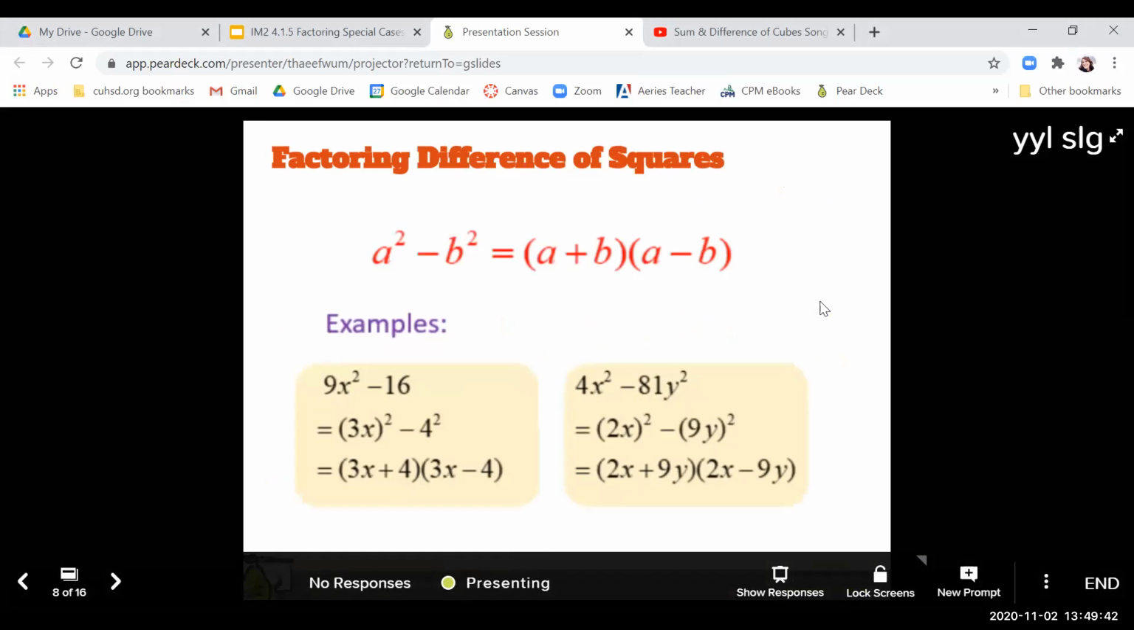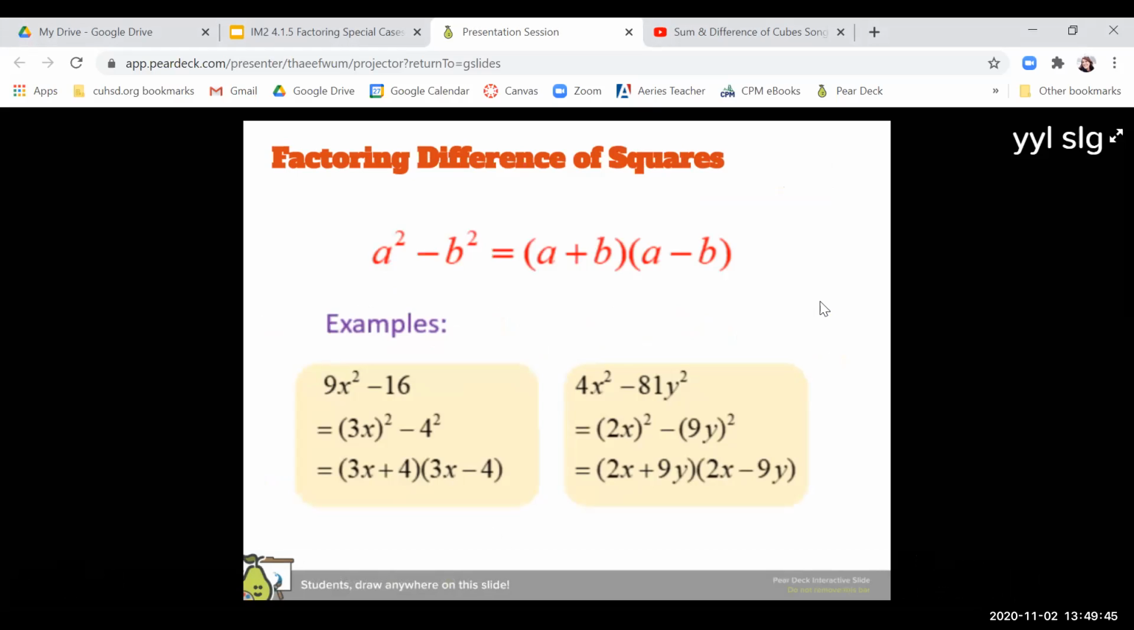Okay. Now on the next slide, the difference of squares pattern is, I think, a little bit easier to see because there's less to keep track of. We have a perfect square minus another perfect square. If we take the square root of the first one and the square root of the second one, then we just use those A plus B and A minus B in our factors. So you can see in these examples down here, 9x squared, the square root of that is 3x. 16, the square root of that is 4. And look at our answers, 3x plus 4, 3x minus 4. Done.